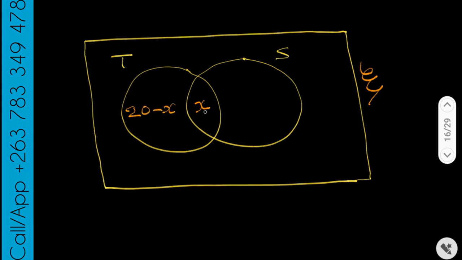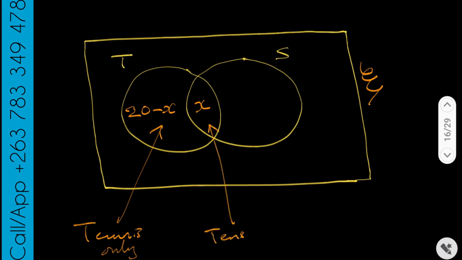Now, if we make sense of this, X represents those who play tennis and soccer, and 20 minus X will represent those who play tennis only. So these are those who play tennis only with no soccer. And these are the numbers who play tennis and soccer.